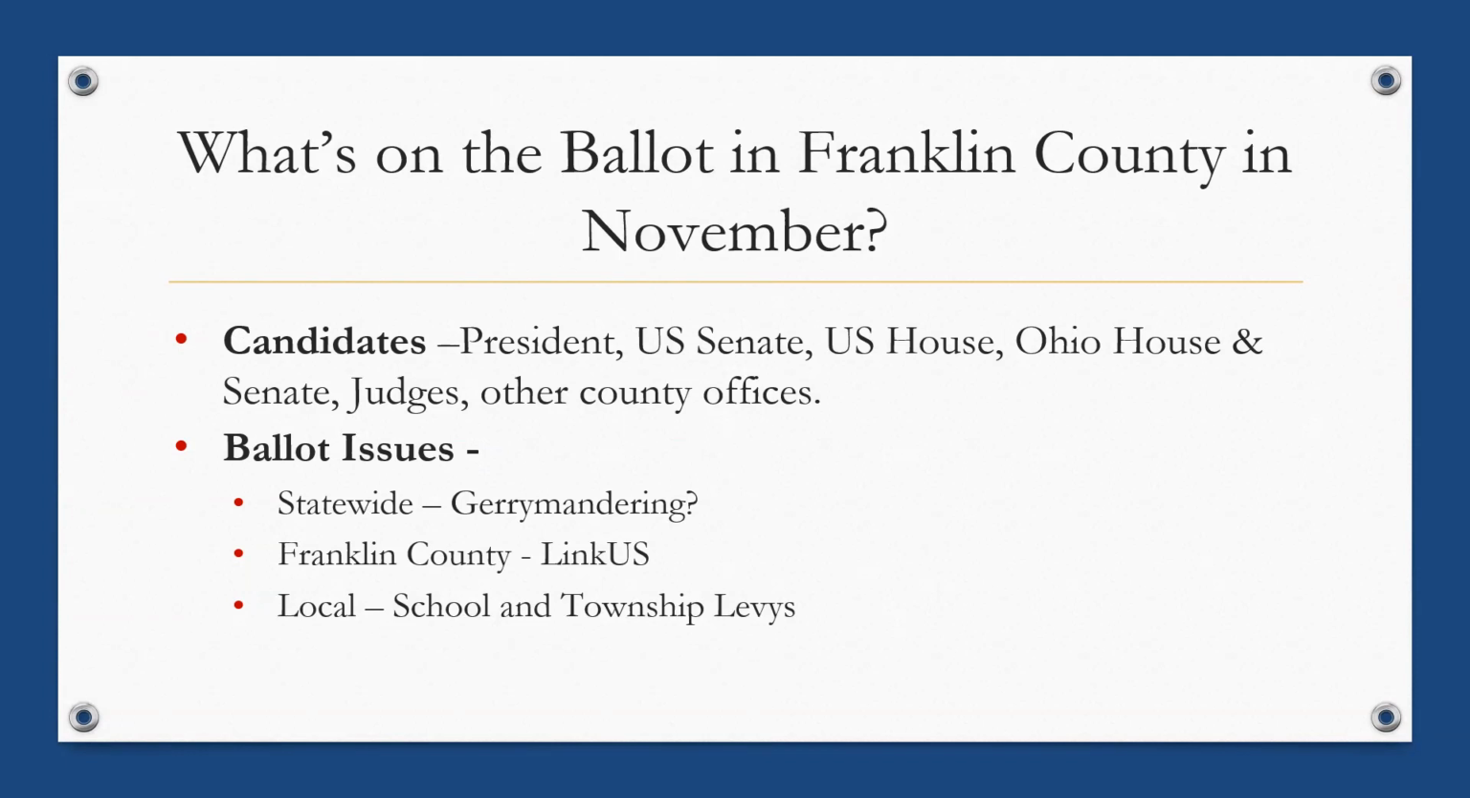Ballot issues, we're not 100% sure yet what exactly is going to be on the ballot. That is decided usually early in August, but statewide, we might have a gerrymandering ballot issue. In Franklin County, there may be several things coming up, but one which I do know is going to be on the ballot is LinkUS, which is a high-speed bus system for Franklin County. So that sounds interesting. We'll be having more information about that coming up later this summer. And then locally, you may have a school or township levies to support fire and police services. So there's a lot of things that can be on the ballot.